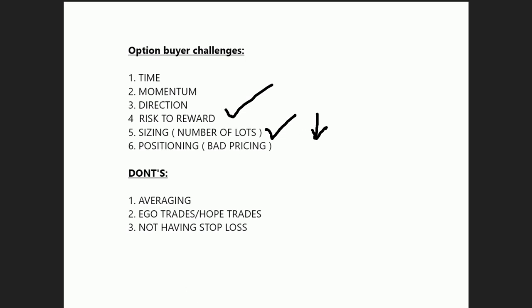And then the next big challenge is positioning. It is the price at which an individual buys a premium or any strike price. We will be talking about this in detail in the rules section further.